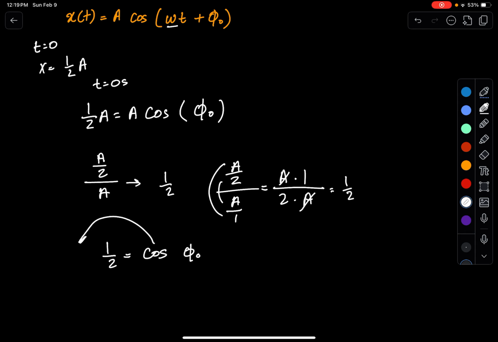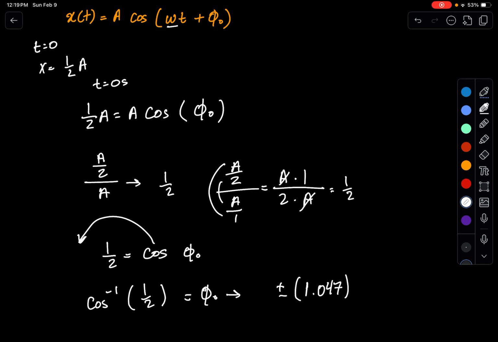Then we move the cosine to the other side to find the angle. It's going to be cosine to the power of minus 1, or arc cosine of half, equals phase constant. Then we get positive or negative 1.047, or positive or negative pi over 3, equals phase constant.